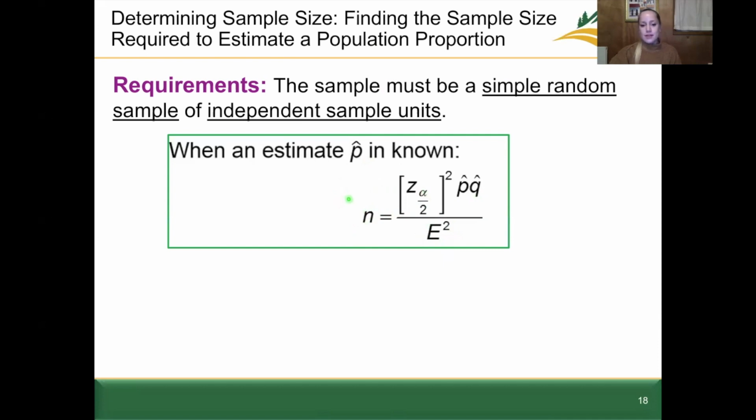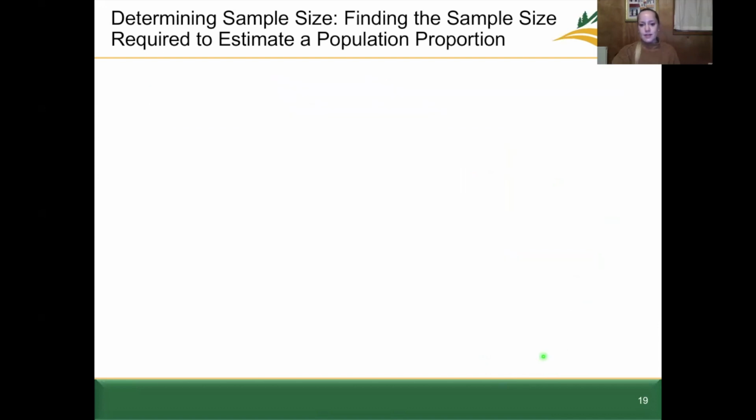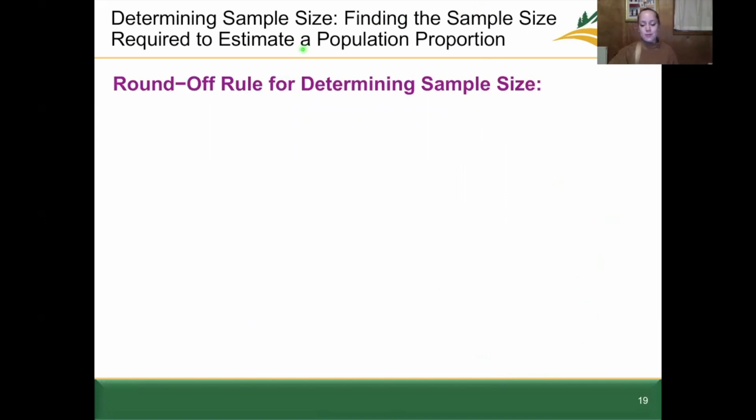Now, when we don't have an estimate of p hat, we use a slightly simplified version of this formula, but it still is very similar. We take z subscript alpha over 2, our critical value, squared. Then because we don't know p hat and we don't know q hat, we multiply this by 0.25. Then we take this all again divided by the margin of error squared, or E squared. We're still talking about how to find the sample size required to estimate a population proportion. There is a round off rule here, and it's a little bit different than what you've seen before.